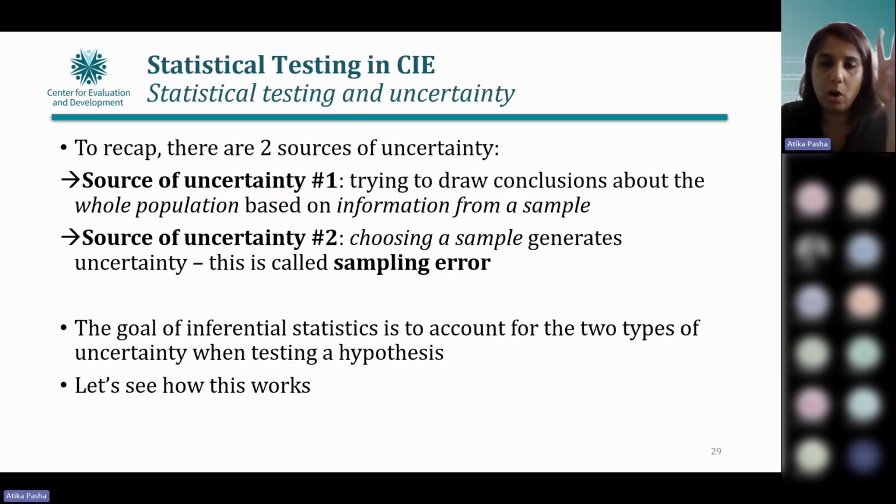So to talk about the 2 errors where inferential statistics can help us is, first, due to not having the whole population information and only relying on drawing conclusions for the whole population based on the information from a sample. And the second source of uncertainty is this uncertainty that comes from maybe sampling differently, which is called the sampling error. And as I said, this is what inferential statistics will try to help you resolve when testing your hypothesis.